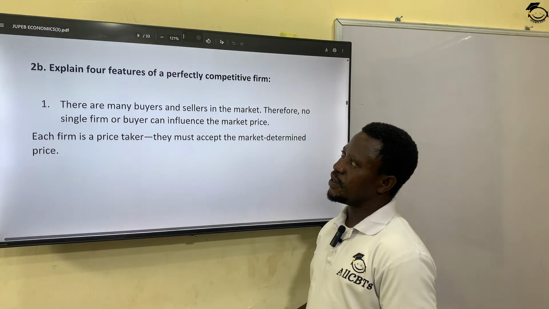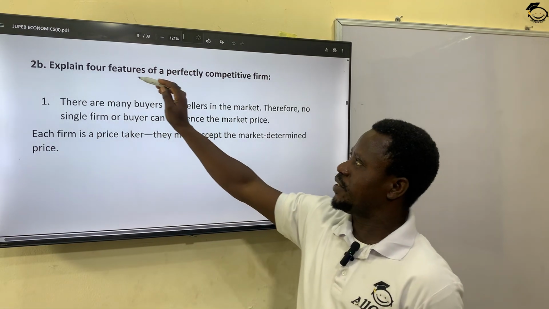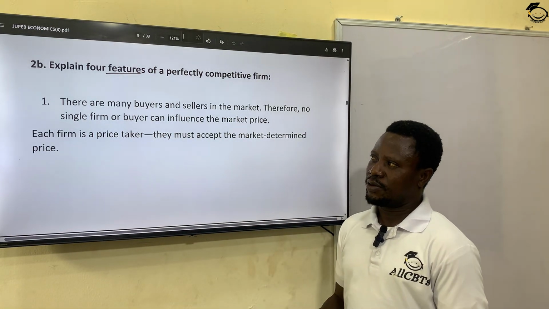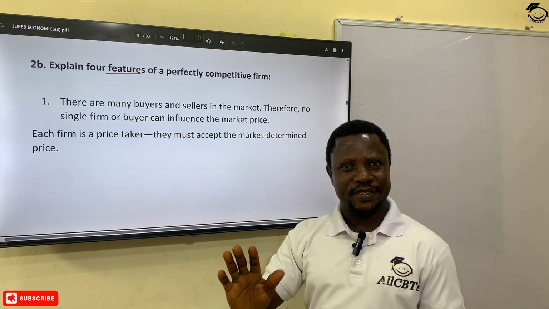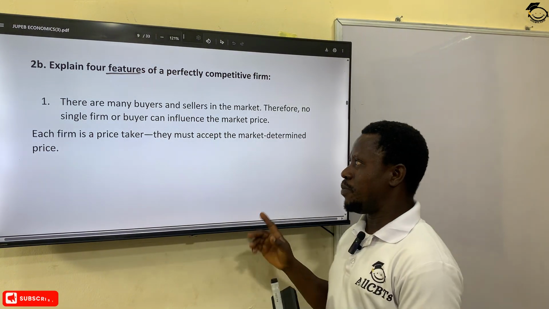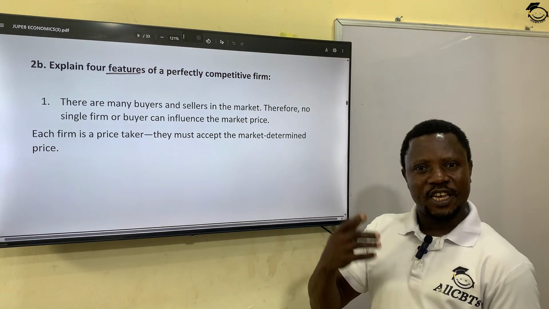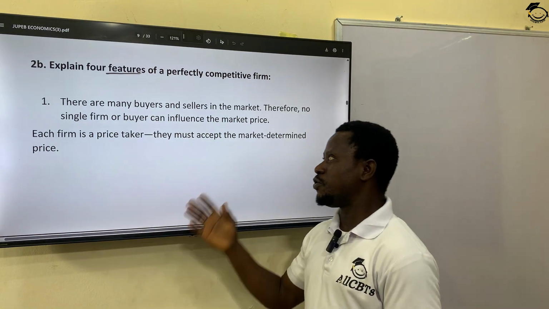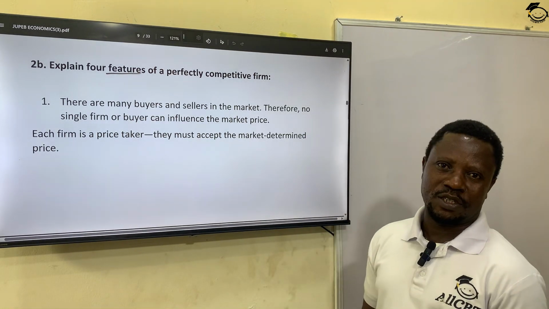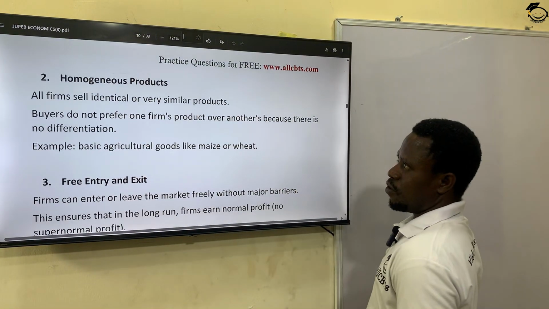Let's look at 2B. Explain 4 features of a perfect competitor. In other words, they're asking you the characteristics, the elements that distinguish a perfect competitor from other markets, right? 1, there are many buyers and sellers in this market, okay? So no single buyer or seller can influence the market price. Why? Each firm is a price taker. You are given a price before you go to sell in the market. As a price taker, you must accept the market-determined price. That's the first element of a perfectly competitive market.